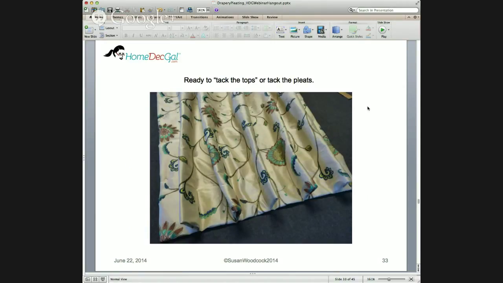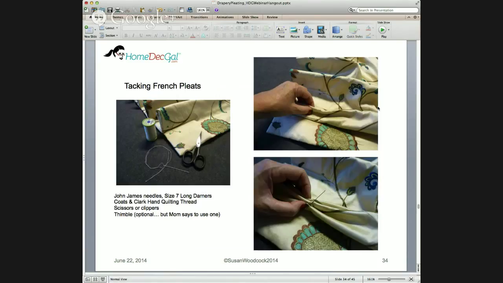So whichever way you want to sew your pleats, now we're ready to tack the tops. The first one is going to be French pleats, and this is a silk fabric with inner lining and napped sateen lining and no buckram. I don't always use buckram. I like the softness, but this certainly could have had buckram in it.